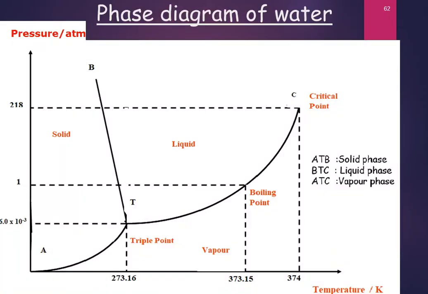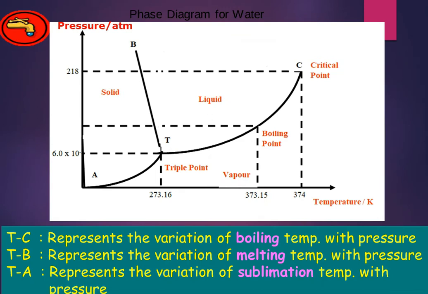This diagram shows the phase diagram of water. Curve ATB for solid phase, curve BTC for liquid phase, and curve ATC for vapor phase. For phase diagram, we divide into solid, liquid, and vapor. T is triple point and C is critical point. The line TC represents the variation of boiling temperature with pressure. The line TB represents the variation of melting temperature with pressure, and the line TA represents the variation of sublimation temperature with pressure.